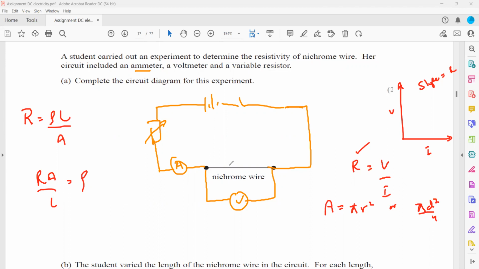Then how to measure the length? You can use a meter scale or a ruler and avoid a parallax error and measure the length directly. So we'll have length, area, resistance. We just substitute to get resistivity.